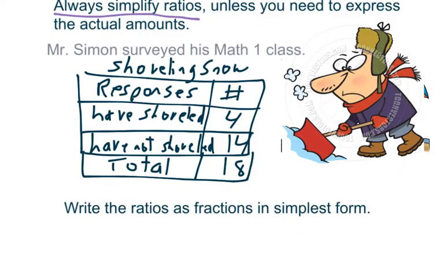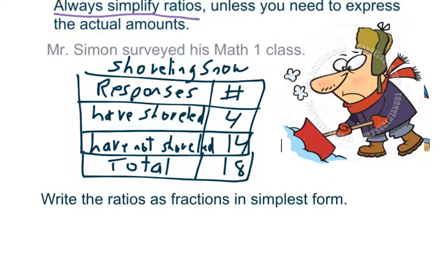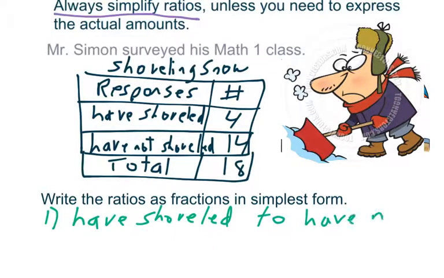Now we're going to write these ratios as fractions in simplest form. Remember I said we almost always want to simplify our ratios. So our first question, question 1, from the table, we want to compare the students who have shoveled to, and that's our key word, that tells us it's a ratio, the word "to". So have shoveled to the students who have not shoveled.